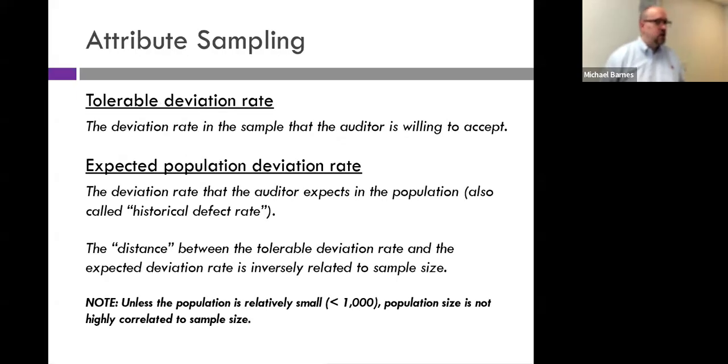All right. The next concepts relate to tolerable deviation rate and expected population deviation rate. These are the areas that students traditionally struggle with conceptually for this particular discussion.